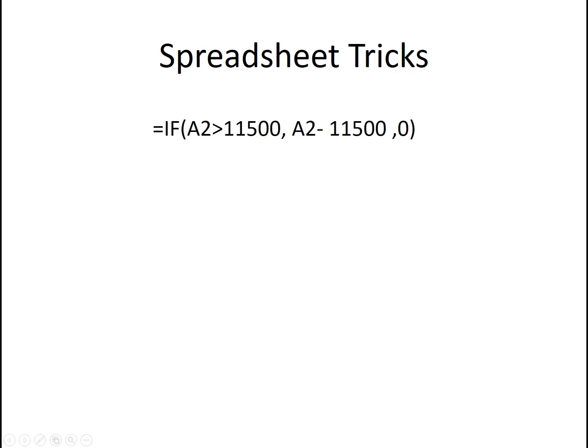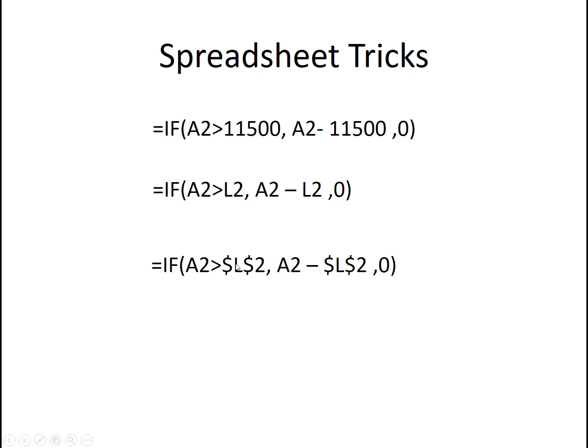First of all, the if command, the logical test. This says equal to, always put that in at the start of any kind of calculation. Cell A2 is bigger than 11,500. This next statement here is what you do: cell A2 minus 11,500. But if this is not true, just output zero. A sophisticated version of this is to say if A2 is bigger than L2, so you can vary the size of the figure to which you are comparing it. And the final tweak we added was this dollar sign. This means that it will always look at cell L2, even if I drag the formula all the way down the page.